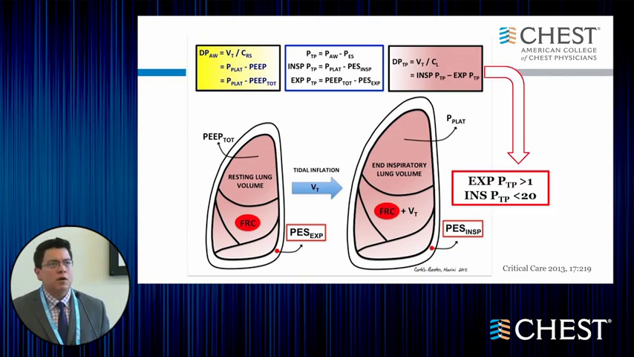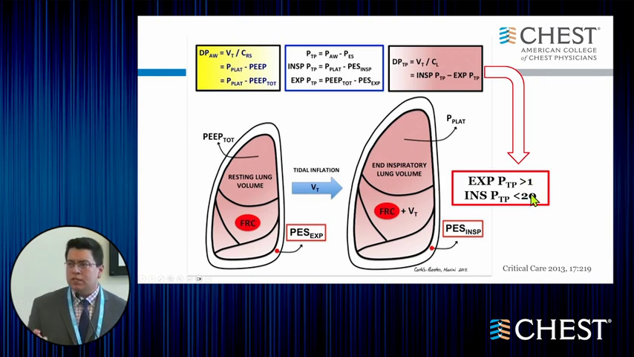So the goals are to keep your transpulmonary pressure above 0 at the end of expiration, and not more than 20 at the end of inspiration.